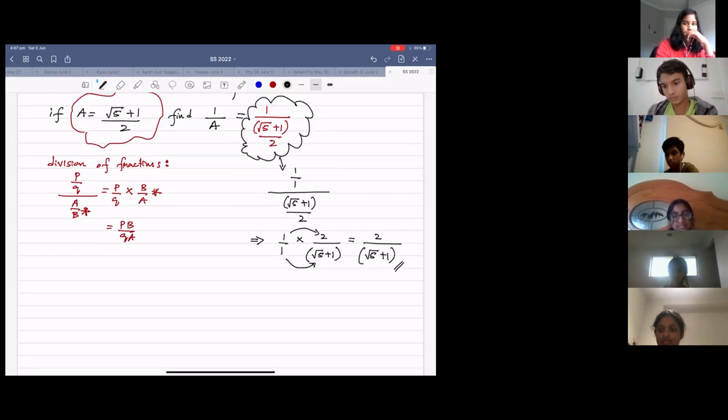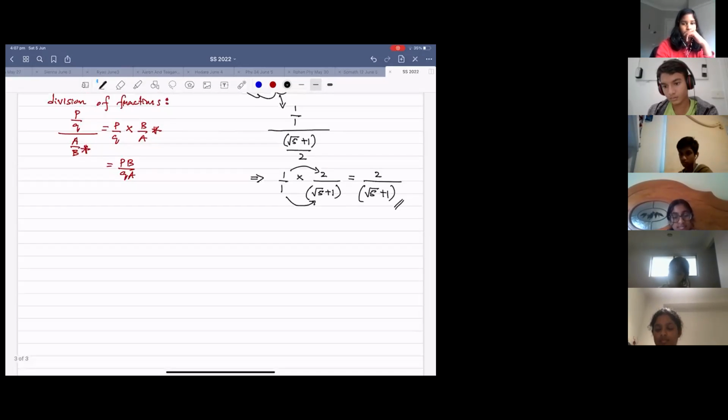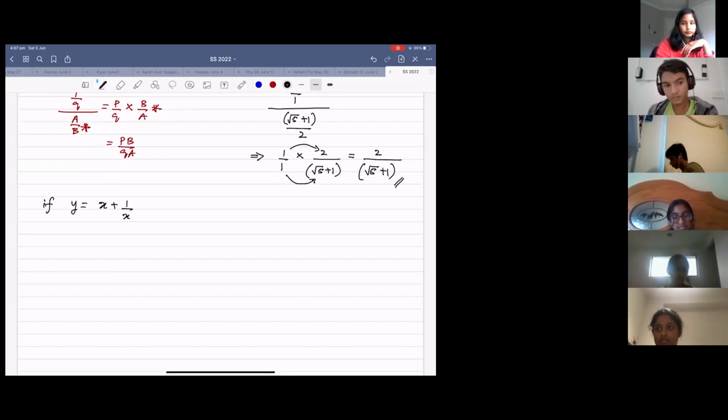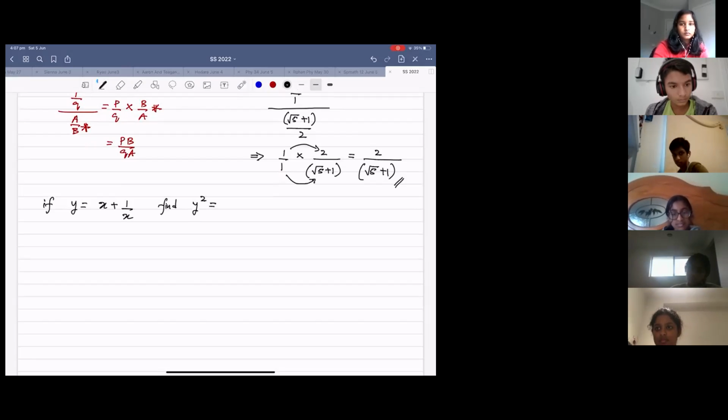So if y is equal to x plus 1 divided by x, find y square. Quickly, guys. Quick.